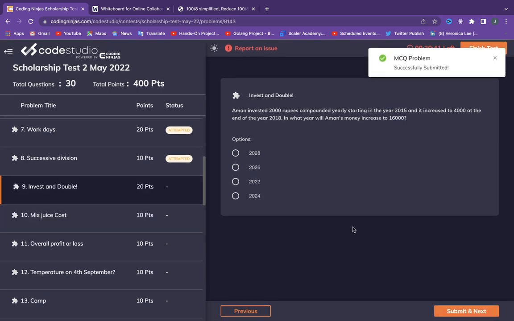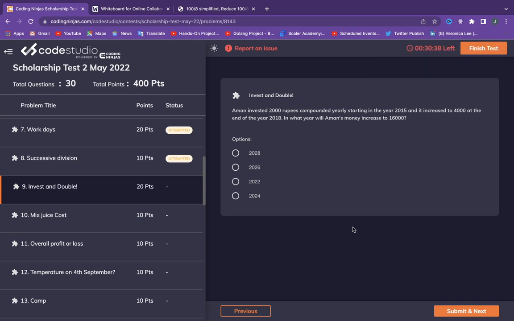A man invested 2000 rupees compounded yearly starting in the year 2015 and increased to 4000 at the end of the year 2018. In what year will Aman's money increase to 16,000?